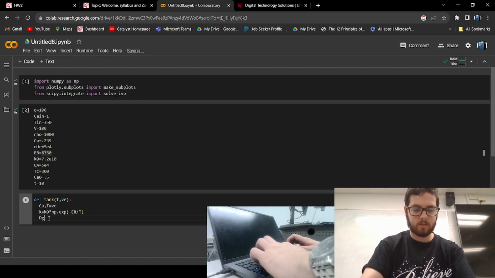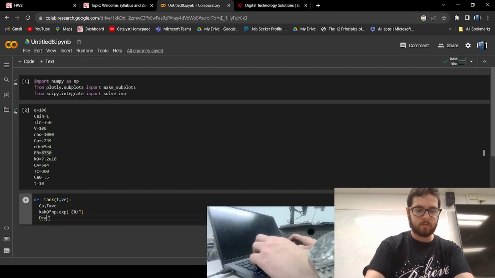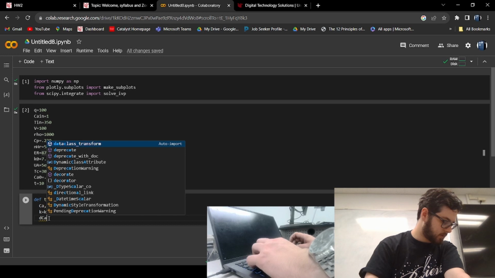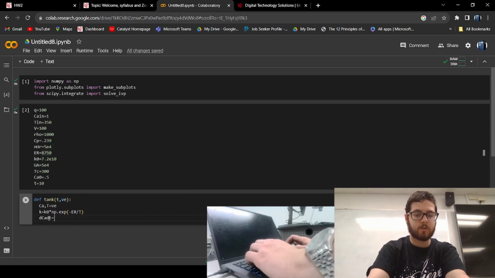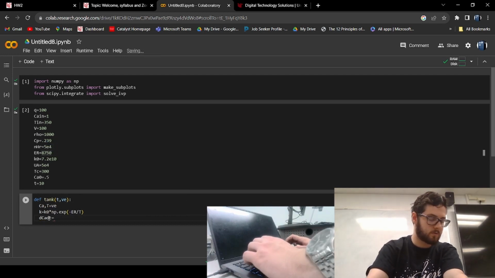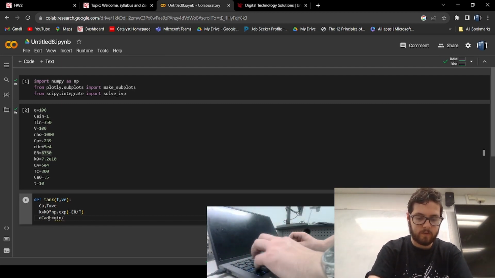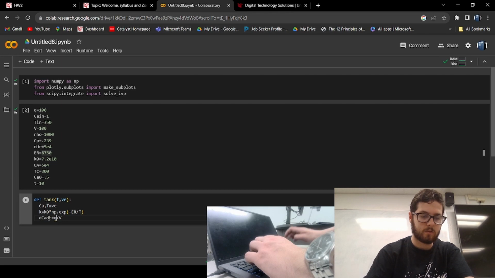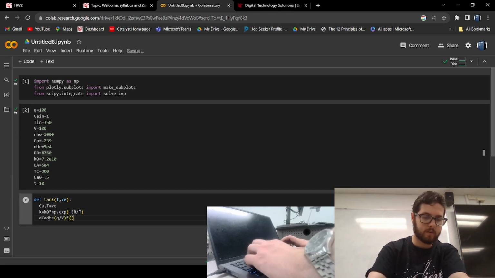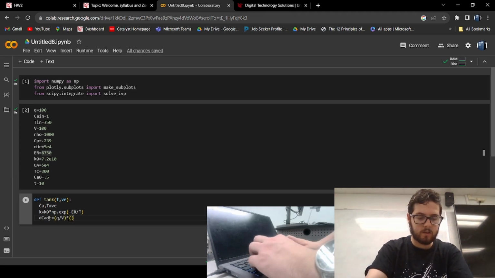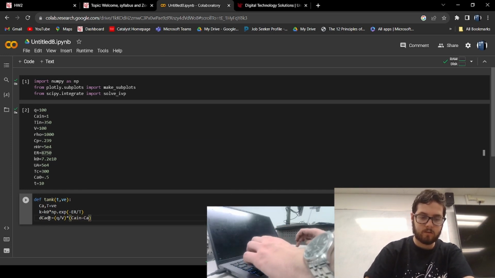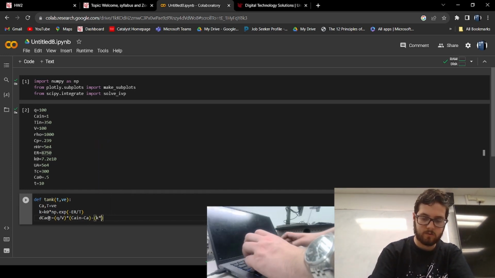So dCA, because we did CA first, or dCA dt. Our change in concentration with respect to time is going to be equal to Q over V times CA in minus CA, and then it's minus K times CA.